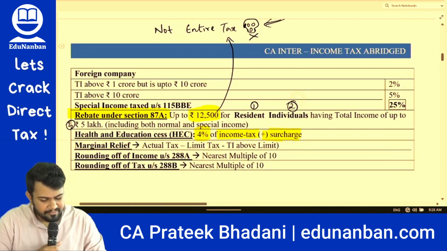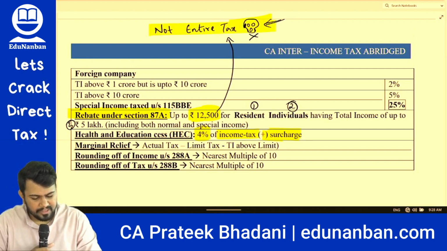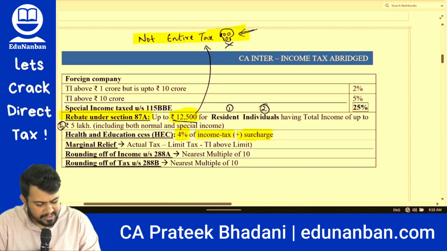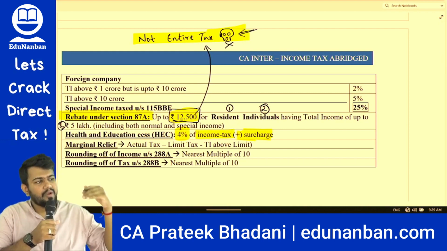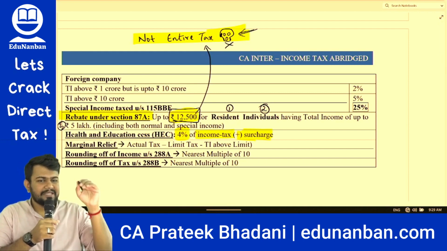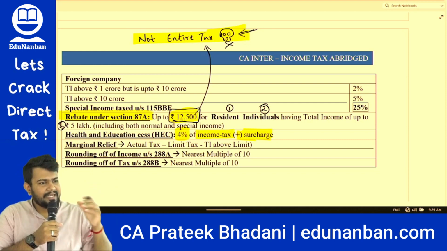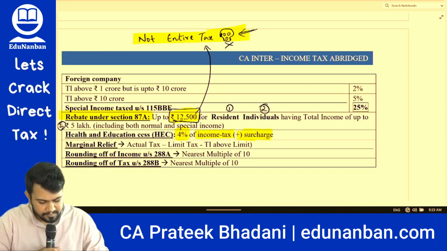However, be very careful that entire tax is not allowed as rebate. Up to how much allowed as rebate? 12,500. Because if there is a special rate of tax, then sometimes the tax can go to more than 12,500 also. In such case, what you have to do? Just reduce 12,500. Balance amount will be the tax payable, and based on that you can calculate health and education cess and complete the answer.